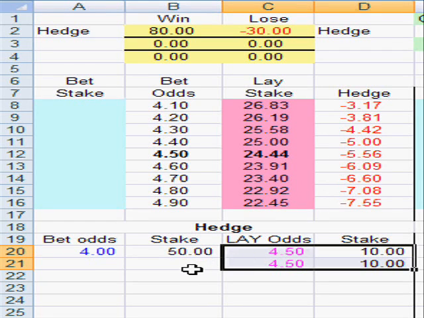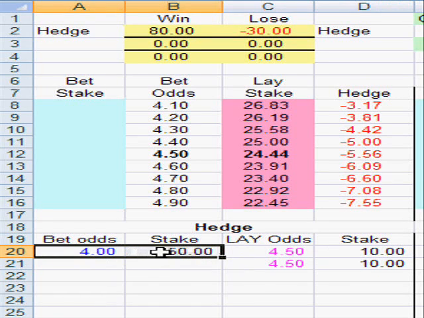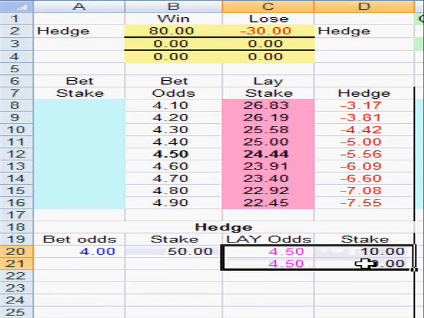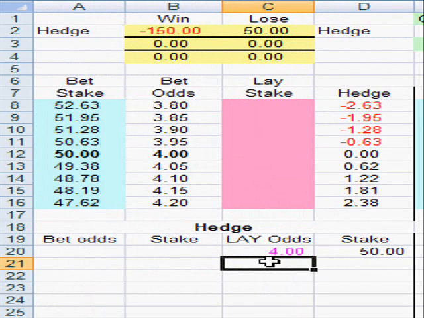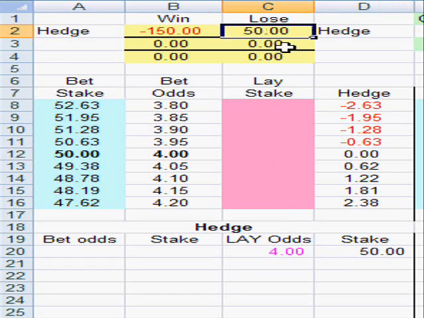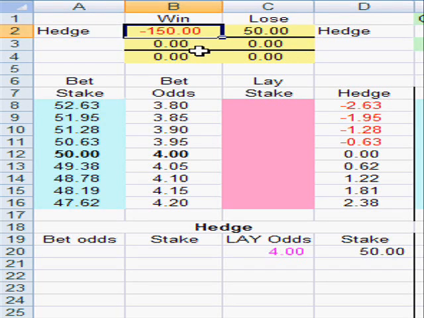Now if we lay first, it's exactly the same. This was a bet first trade, so now we'll look at a lay first trade, and we'll see it's exactly the same. Now I've adjusted the sheet. We've got a lay in at odds of 4 for a stake of 50, and at the top we can see what happens to our trade. If it's a loser, we have a successful lay and win £50. If it's a winner, we have to pay out, and it costs us 150.